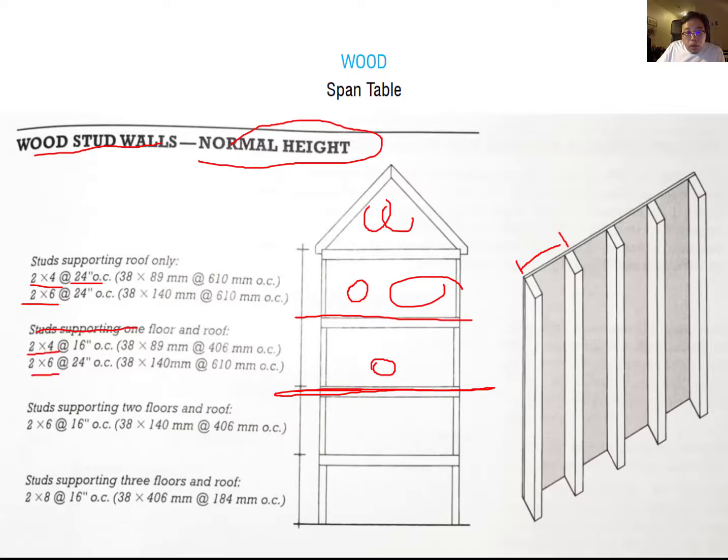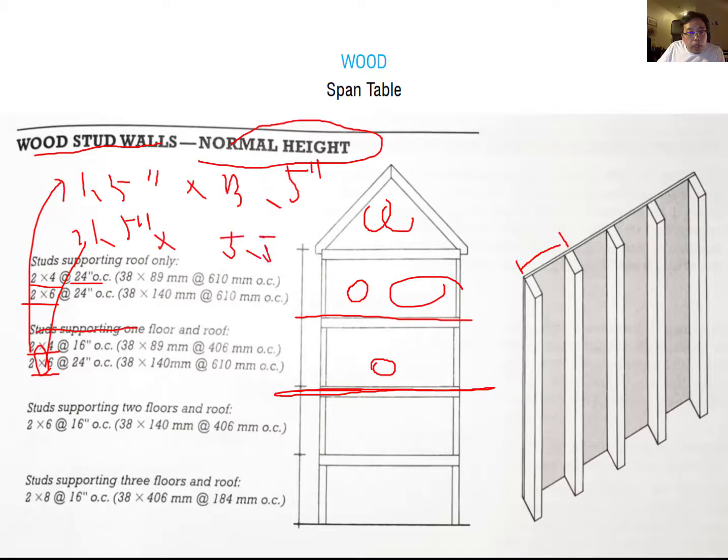So what is the 2x4? It is about the lumber size. The actual size of the 2x4 is 1.5 inch by 3.5 inch. Okay, and the 2x6 is 1.5 inch by 5.5 inch. This is the actual size of the timber. It means 2x6 is bigger than 2x4, so 2x6 timber is stronger than 2x4.